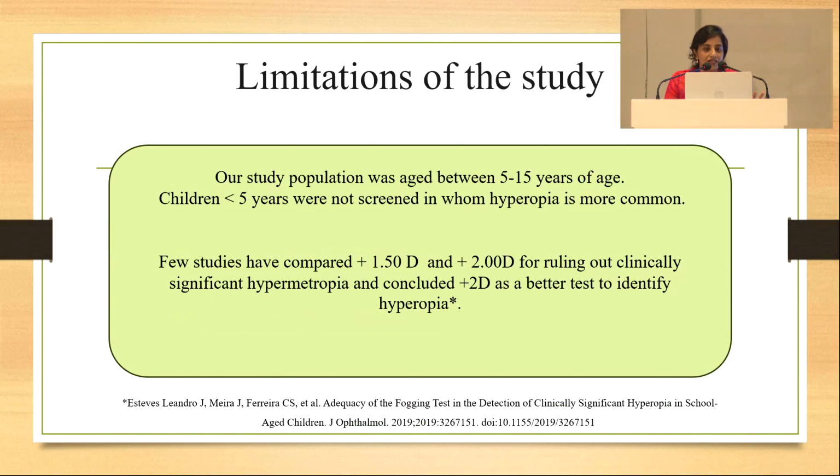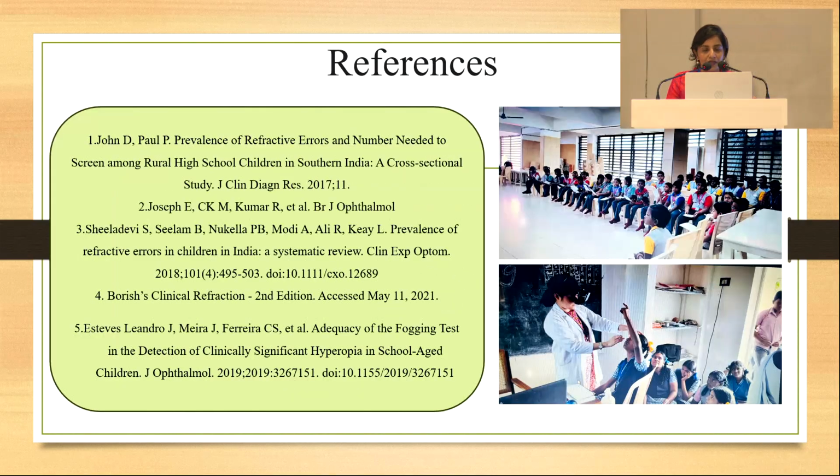Limitations of the study: our study population was aged between 5 to 15 years, and children below 5 years, in whom hyperopia is more common, were not screened. Few studies have compared 1.5 and +2 diopter lenses for ruling out clinically significant hyperopia, and concluded +2 as a better test to identify hyperopia. These are my references.